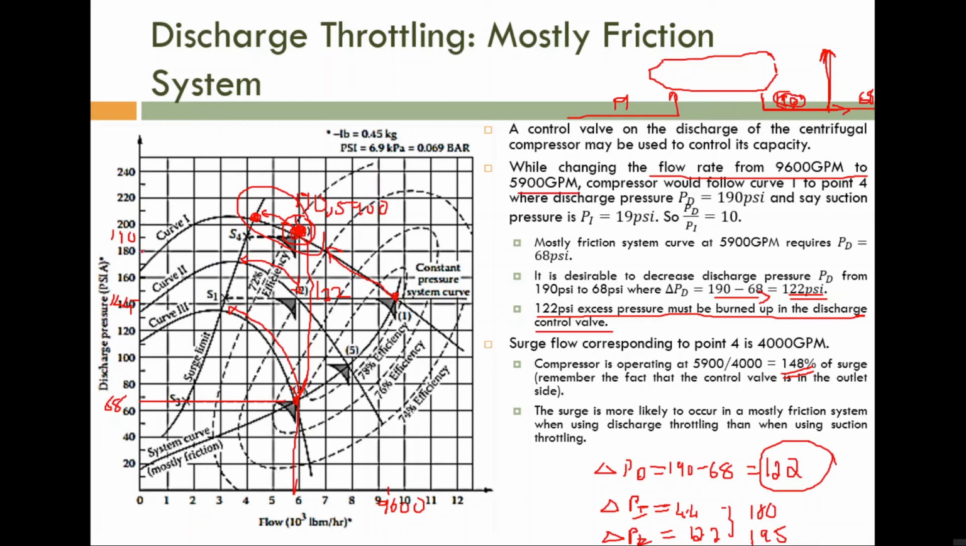This is small. So please note, the discharge throttling for mostly friction system or even the discharge throttling for constant pressure system, both have the same relative stability, that is 148%. So please note, discharge throttling for mostly friction system is relatively more unstable compared to suction throttling for mostly friction system and suction throttling for constant pressure system. Is it okay? So please note, normally discharge throttling requires a very large control valve size and it is relatively more unstable. Then why are we using discharge throttling?